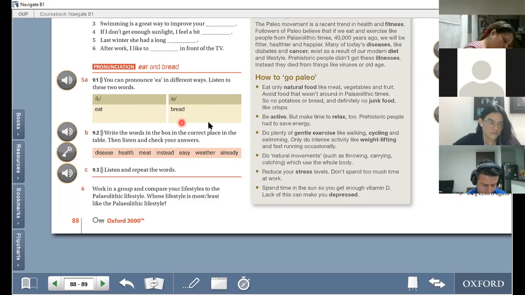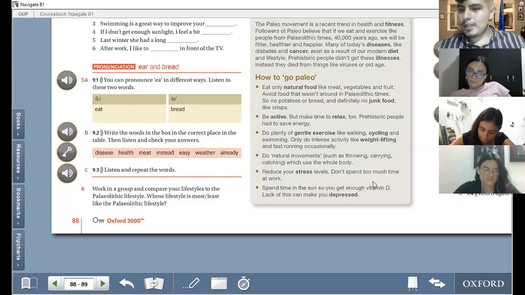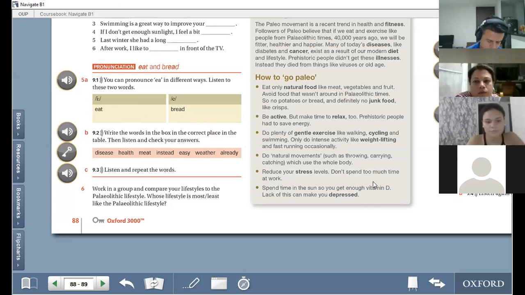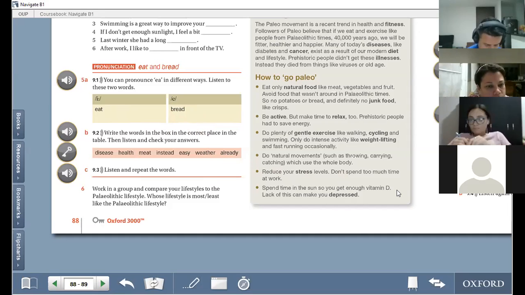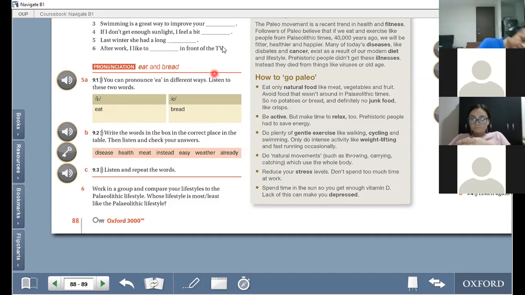First or second? Second. Easy? No, easy. The first one. Good. What about Mabel? Okay, sorry. Alejandra, once again. Weather. First or second? The second one, weather. And Mayra? Already. The first one or the second one? Second one. Already. Okay.